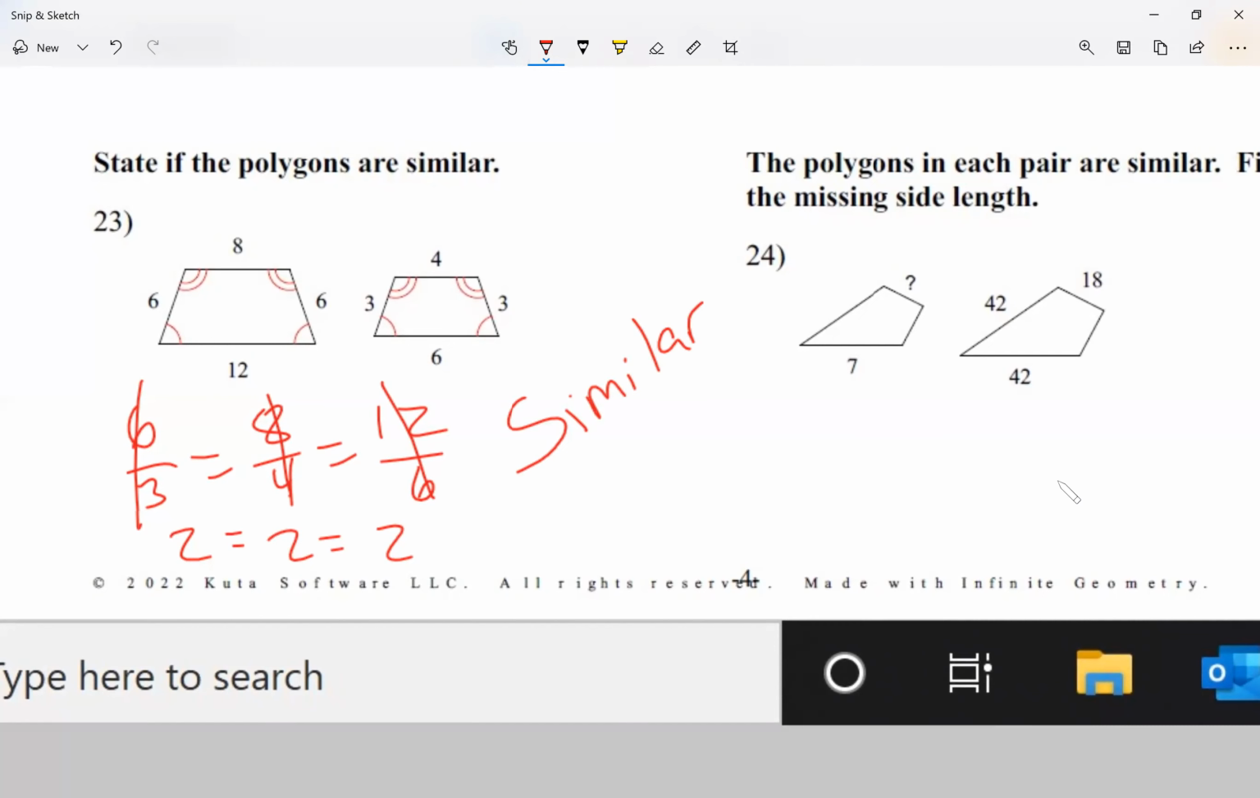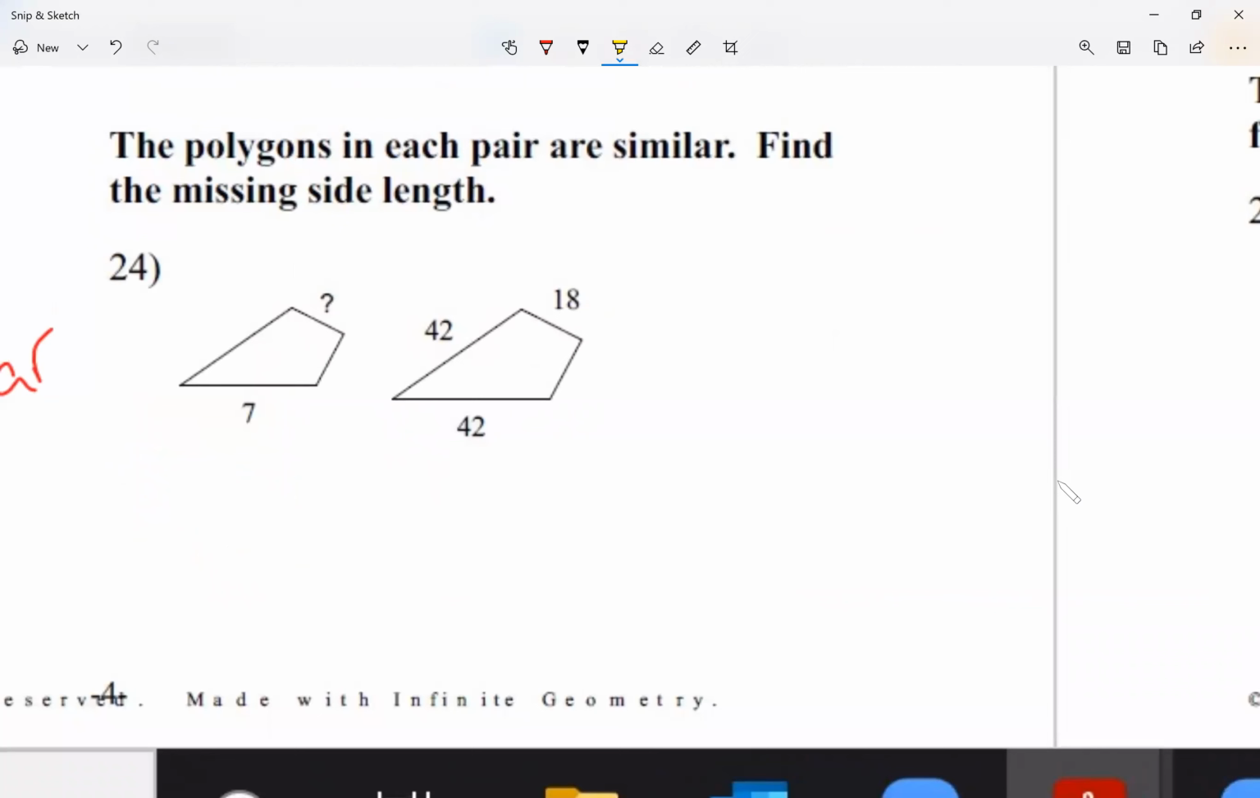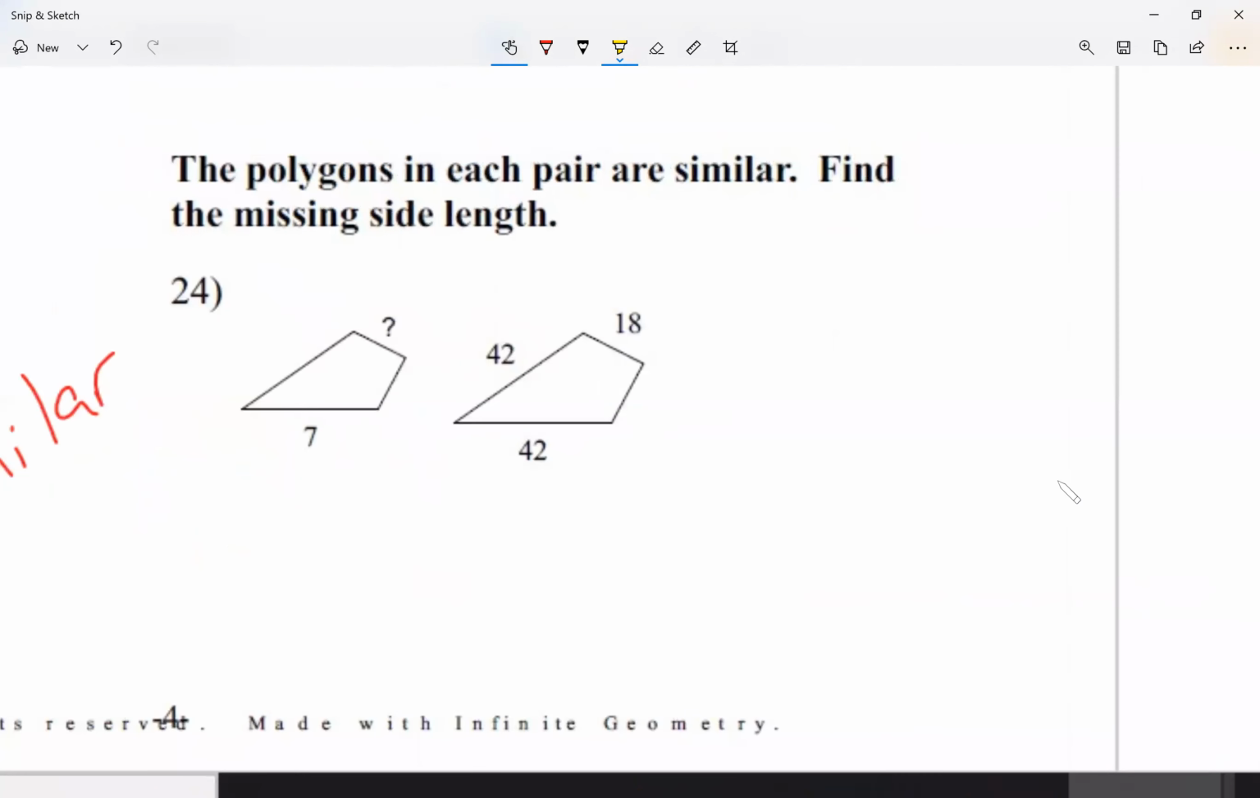Then moving along, question number 24. The polygons in each pair are similar. So that's a strong statement. The polygons in each pair are similar. So now they're telling me the angles are equal and the sides are proportional. Based on the sides being proportional, we're going to be able to find the missing side length.